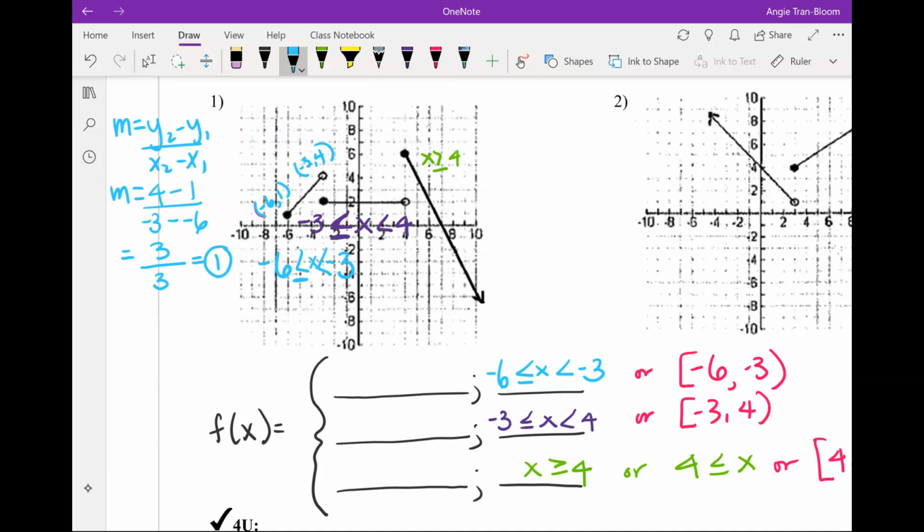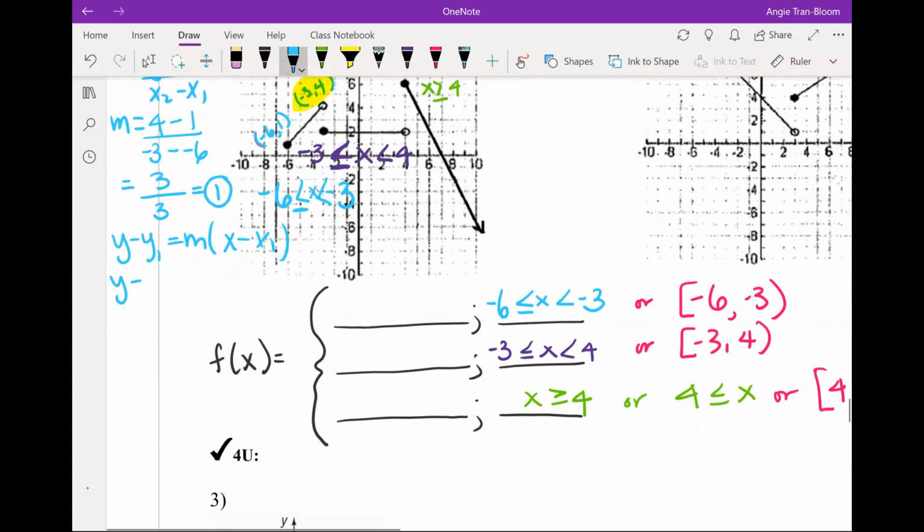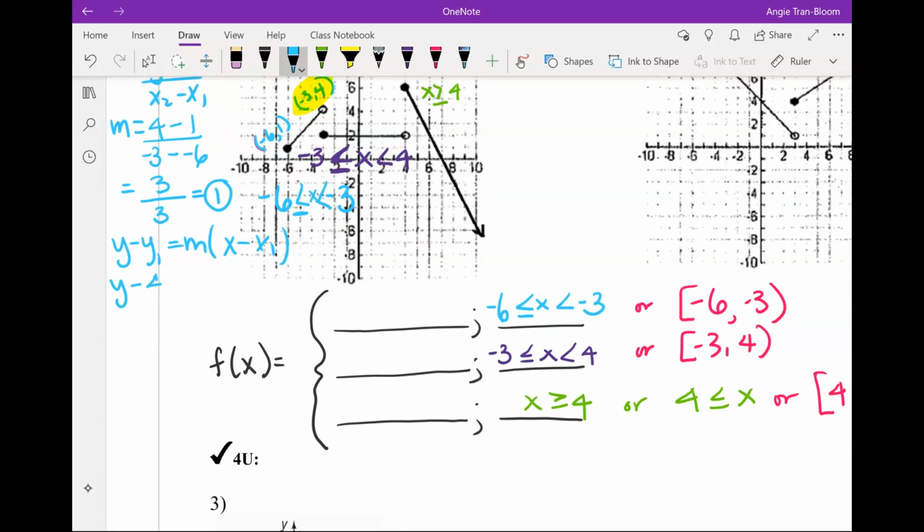We're going to use the slope, and we will use one of the points. Wyatt, out of those 2 points, which one do you want to use today? Beautiful. We are now going to use point slope form. Here we go. y minus y1 equals the slope times x minus x1. So y minus, because we used -3 comma 4, I would now minus a 4. Your slope is 1. So 1 times x minus a -3.